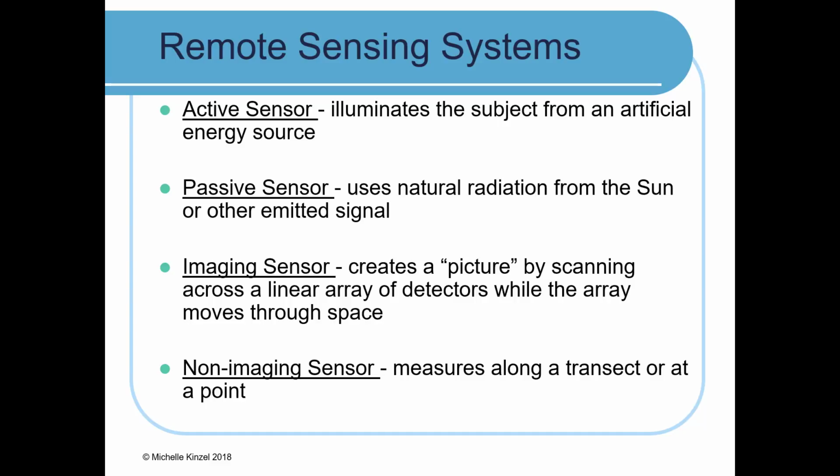With active sensors, they illuminate the subject from an artificial energy source. Passive sensors use natural radiation from the sun or another emitted signal. An imaging sensor creates a picture by scanning across a linear array of detectors while the array moves through space, whereas a non-imaging sensor measures along a transect or at a point.